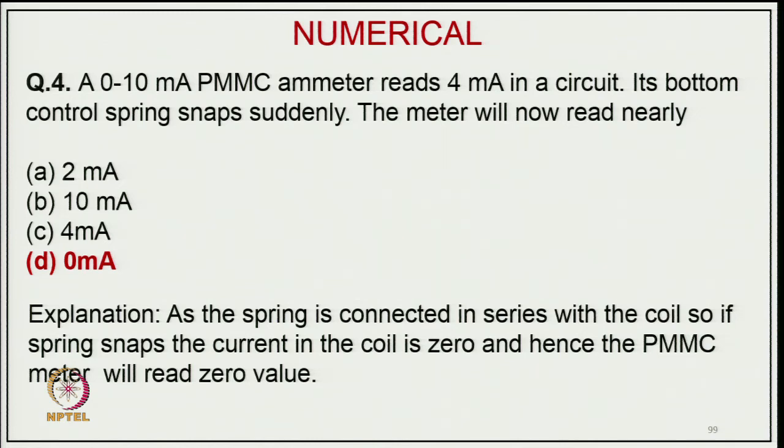A 0 to 10 milliamp meter reads 4 milliampere in a circuit. If the control spring snaps suddenly, the meter will now read 0 milliampere, that is, it will go to reset. The spring is connected in series with the coil. So, if the spring snaps, the current in the coil is 0, hence the PMMC meter will read 0.